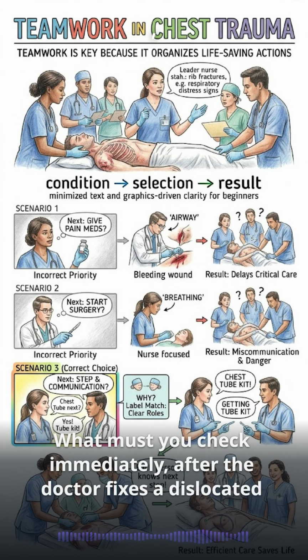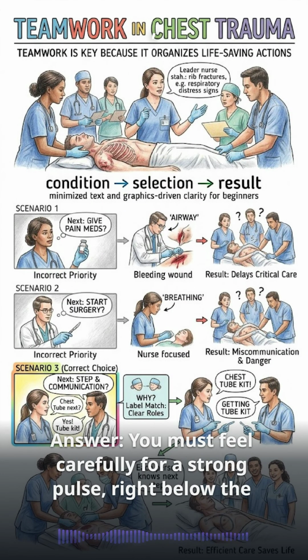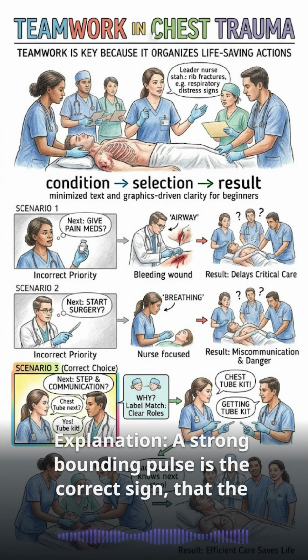What must you check immediately after the doctor fixes a dislocated arm joint completely? You must feel carefully for a strong pulse right below the newly fixed joint. A strong bounding pulse is the correct sign that the blood vessels are safe.